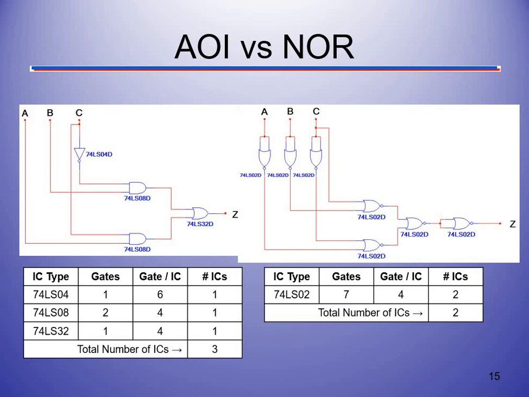So hopefully you understand why we're doing NAND and NOR technology. It looks like it's more, but it's really not. It may be more gates, but it's fewer chips, if that makes sense. Which makes it more cost effective for us.